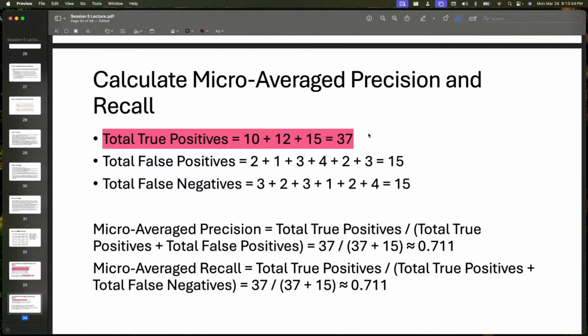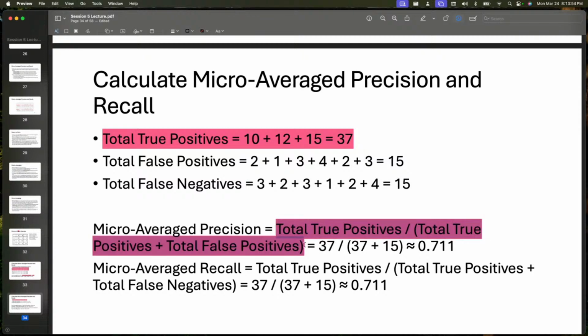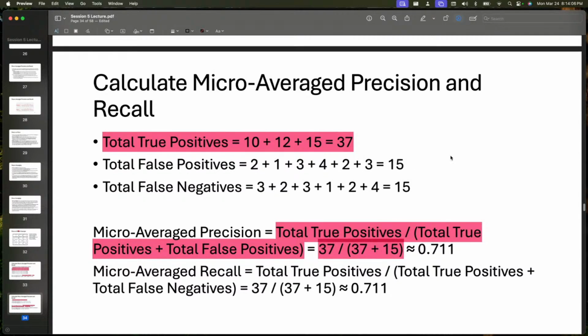So when we're looking to put that in our micro average precision formula, we can do total true positives over total true positives plus total false positives. So that's how we get our 37 here. 37 over 37 plus 15. The 15 are false positives. So our false positives is when we tried to predict that number, but it was actually a different number.